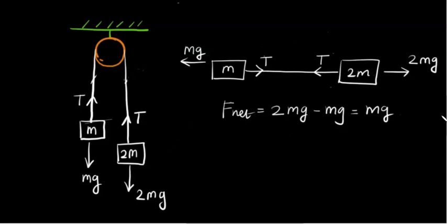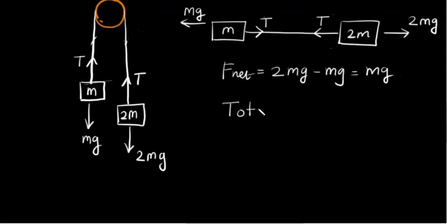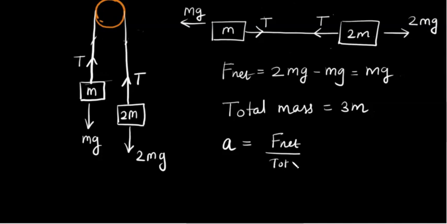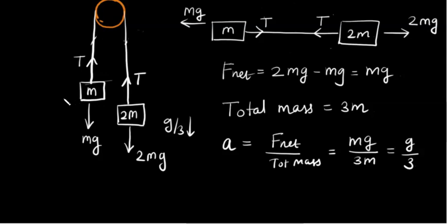Now what is the total mass? Total mass is 2m plus m, that is 3m. So the acceleration of the blocks will be net force divided by total mass. So this is equal to mg divided by 3m. So this will become g by 3. So here the acceleration of the 2m block is g by 3 downwards, and the acceleration of the small m mass is g by 3 upwards.